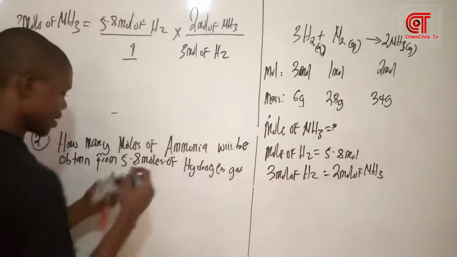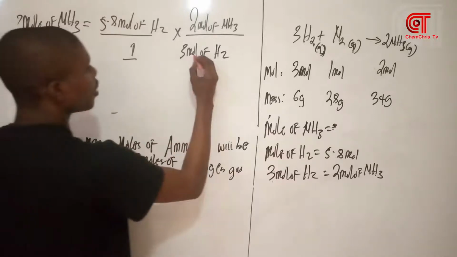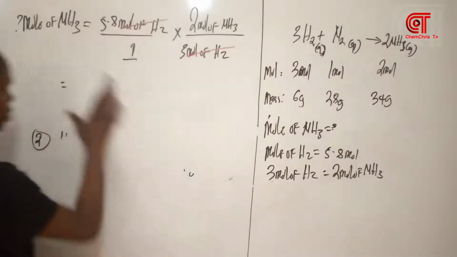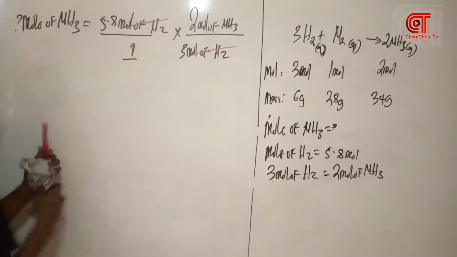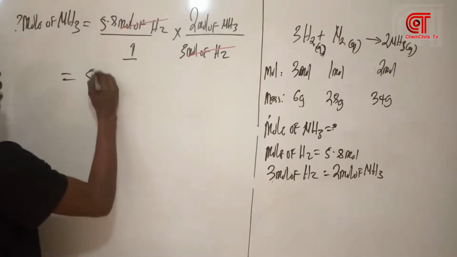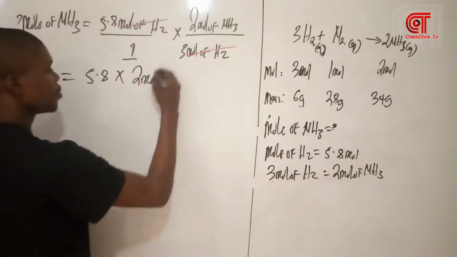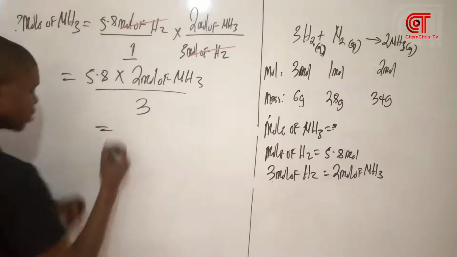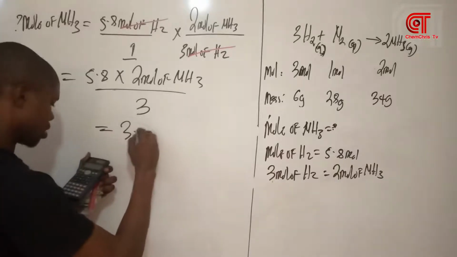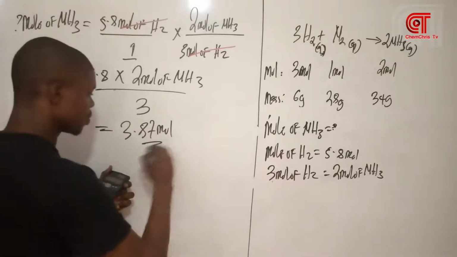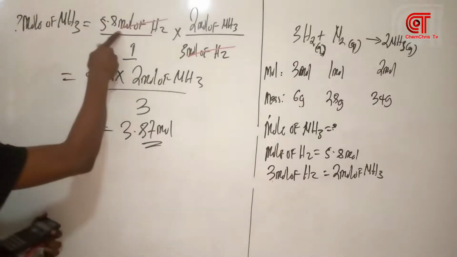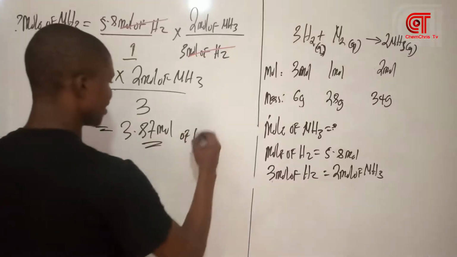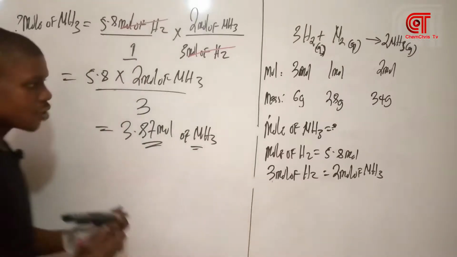Now do you know the reason why it's like this? So that the mole of H2 cancels out the mole of H2. So what are you going to do here? You're going to have 5.8 times 2 moles of NH3 all over 3. So what will be the answer? 3.87 moles. There's the answer. So it means that 5.8 moles of H2 is equal to 3.87 moles of NH3. So you can see how easy it is.